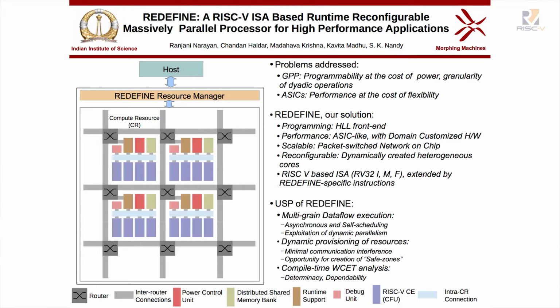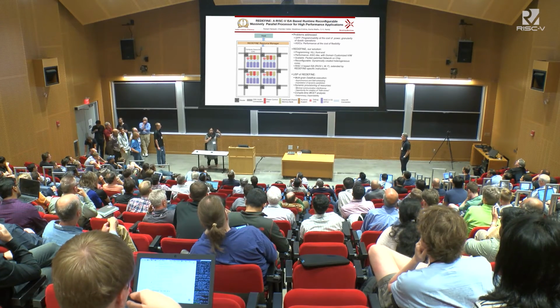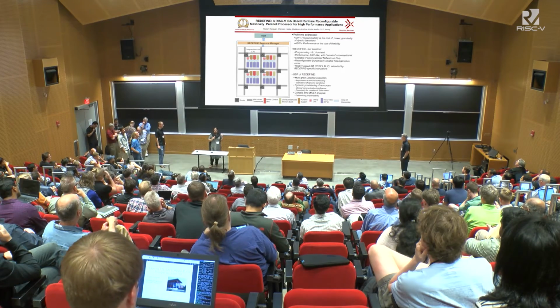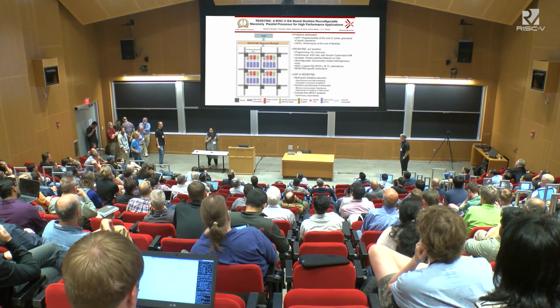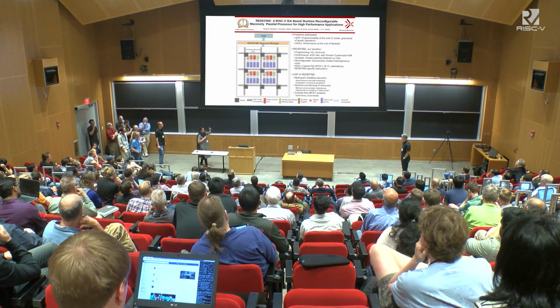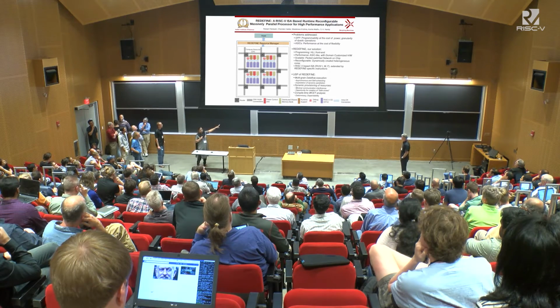Also, we have a compilation flow which will take an application program written in a high-level language like C and compile it to our architecture. And what we do at runtime is to pull in only the necessary resources to get the performance that is expected. So I don't have time to go into details of all the components, but I hope it's clear.